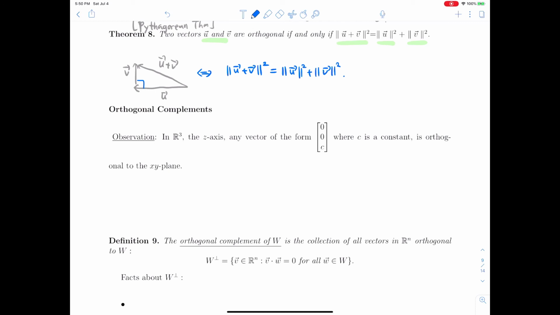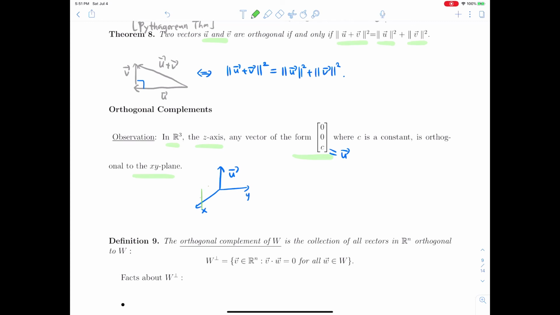So far, we have seen some algebraic properties of orthogonality. So now we're going to see some geometry of it. In R3, we know that the z-axis, like any vector of the form 0, 0, c, is orthogonal to the xy plane. So for example, if you let this vector equal u, then we have u over here. And this vector is orthogonal to the xy plane.